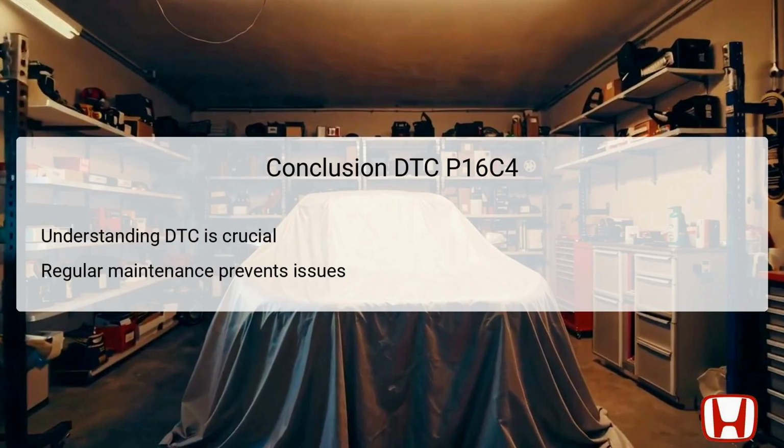In summary, DTC P16C4 highlights a significant concern that pertains to the engine mount actuator's power circuit being stuck off. Understanding the roles of each component involved, including the engine mount actuator and its connections, contributes greatly to effective troubleshooting. By following a systematic approach to diagnostics and attending to any electrical issues promptly, we can ensure that the vehicle's engine management systems work seamlessly.